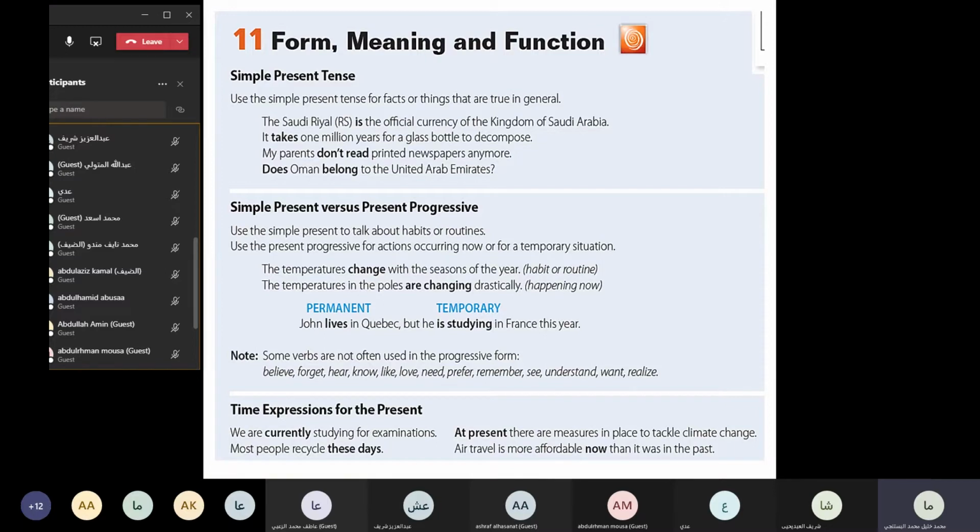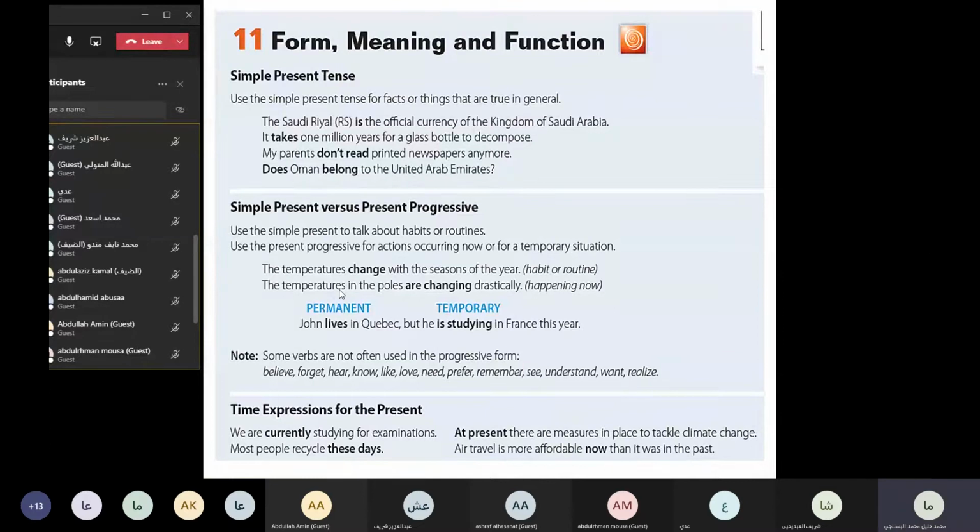Look at the examples. Who can read the first example? Abdullah Amin. The temperatures change with the seasons of the year. Habit or routine? This is a habit. I'm not talking about now. This is a routine. Always, the temperatures change with the seasons of the year. That's a habitual action.